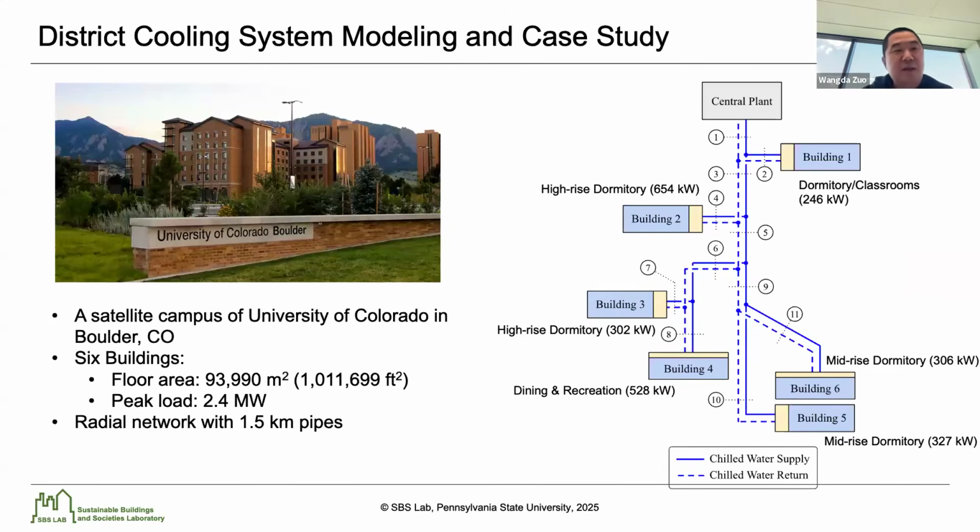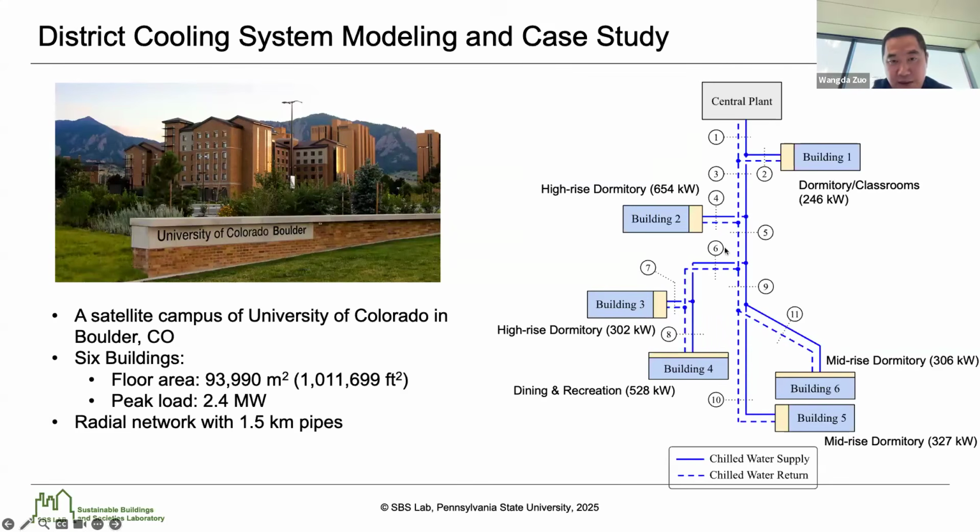The case study we did uses a remote campus at the University of Colorado Boulder. I was a faculty member at CU Boulder before I joined Penn State. That's how we got our project and started the entire research. This is a small satellite campus mainly for student housing. As you can see, they have about 6 buildings here, in total about 90,000 square meters of floor space.